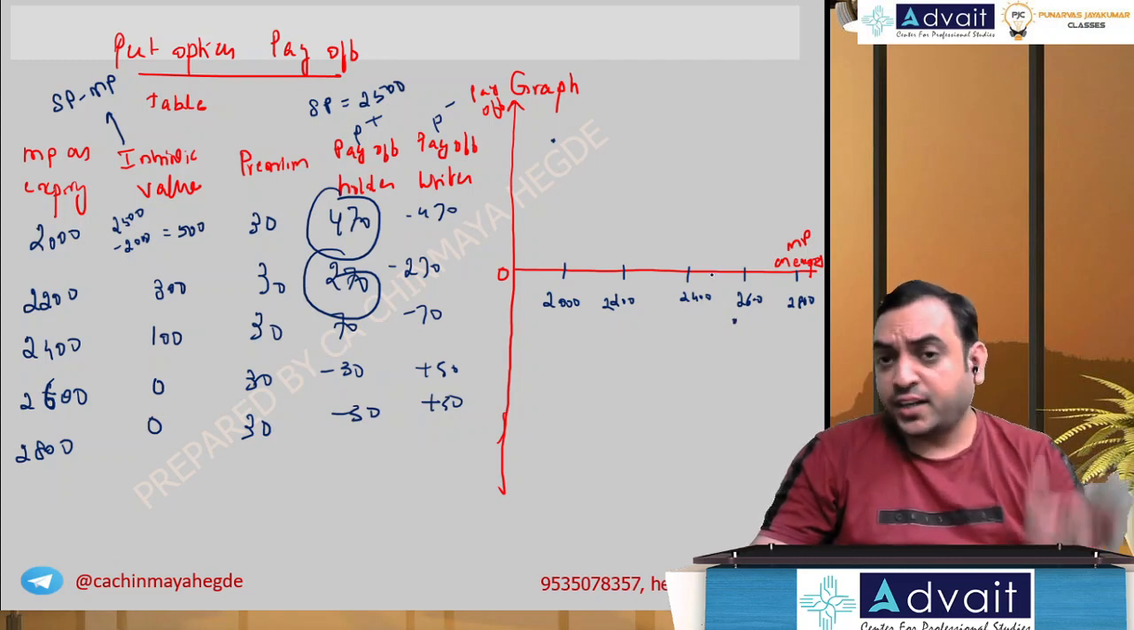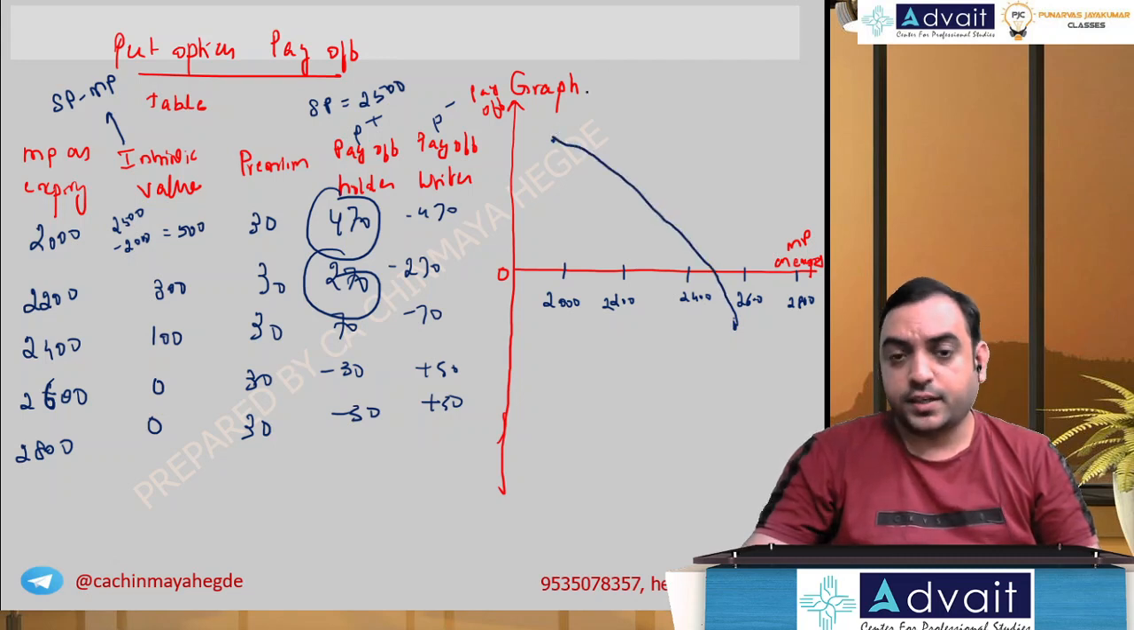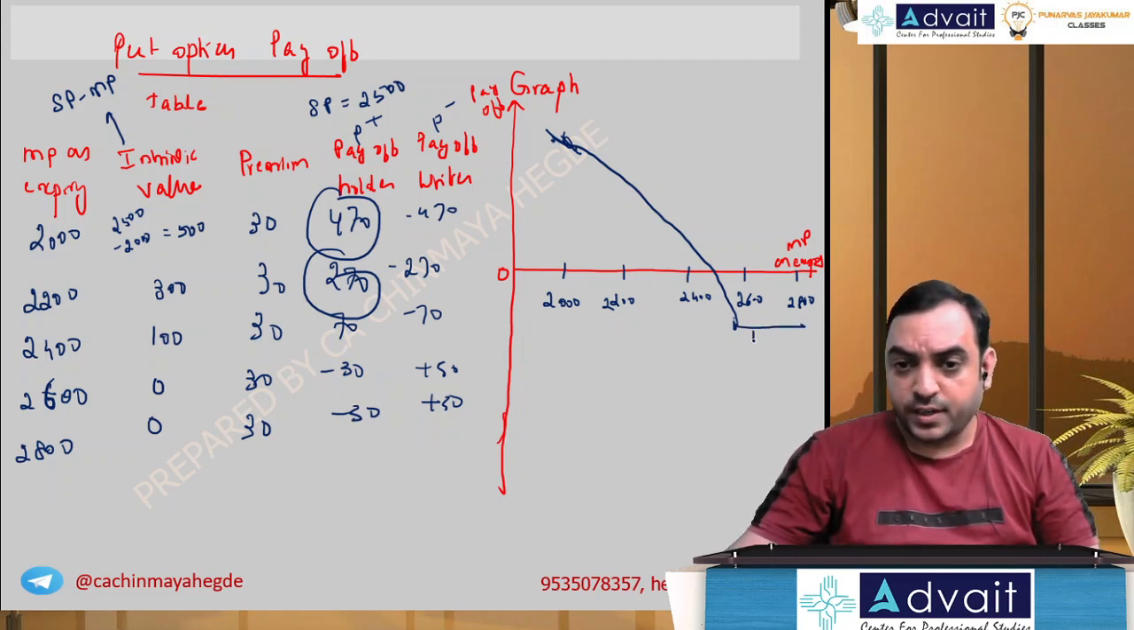At 2500 it should take a turn. After the strike price, it should take a turn. Okay, this is better. Assume it's a straight line. Okay, it becomes flat like this. So here also, limited loss. Limited loss.